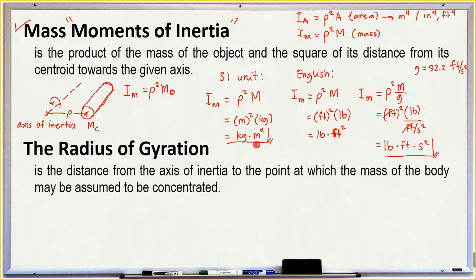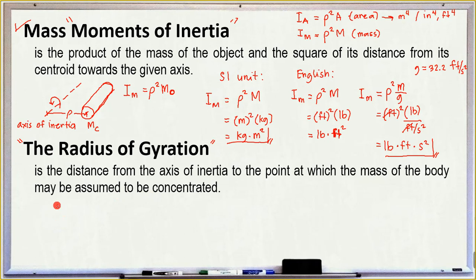Again, we have SI and we have English units. So that is for our mass moment of inertia. Again, that is the square of its distance from the axis of inertia times the mass of the object. Now, let's talk about the radius of gyration. The radius of gyration is the distance from the axis of inertia to the point at which the mass of the body may be assumed to be concentrated.